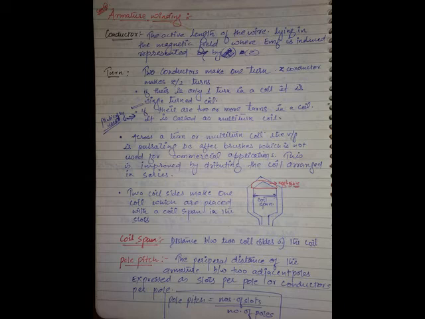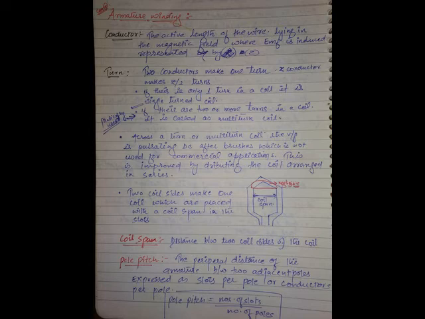What is a pole pitch? It is the peripheral distance between 2 adjacent poles. Let the machine contain any number. For example, from this point to this point is 1 pole pitch. This point to this point is 1 pole pitch.